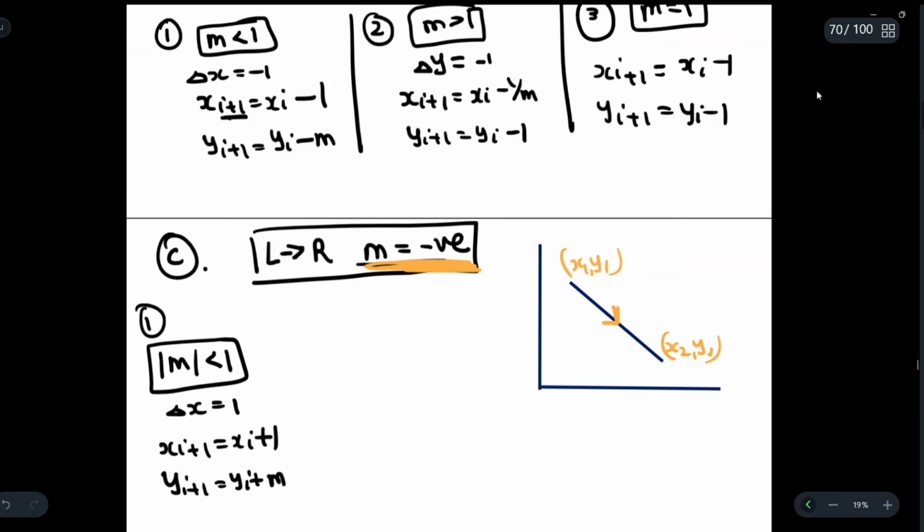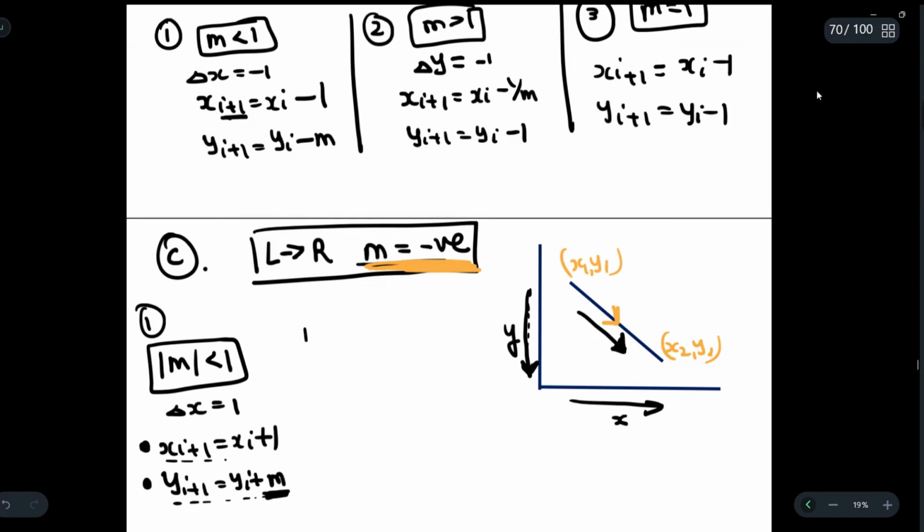We have taken it to be plus m because we know that m is negative, so y will be decremented, and x has to be incremented because we are moving from left to right; in this direction x increases and in this direction y decreases. So we are moving in this direction. That is why we want to increase x and decrease y. That is why we have taken x(i+1) = xi plus 1, and over here we are taking plus m, but we know that m is negative, so y will eventually be decremented.